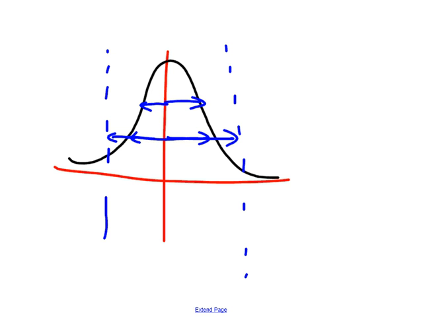Okay, so what were the other numbers? This one would have been 68. This one would be 95. The hardest one to remember for me is the last one. What's the last one? You got 3 standard deviations. 99.7, very good.